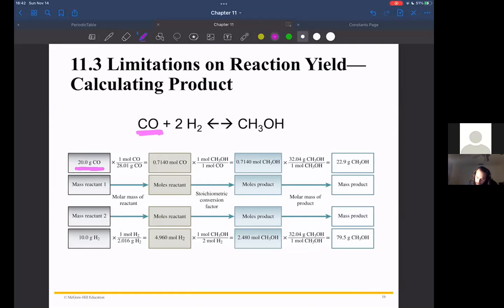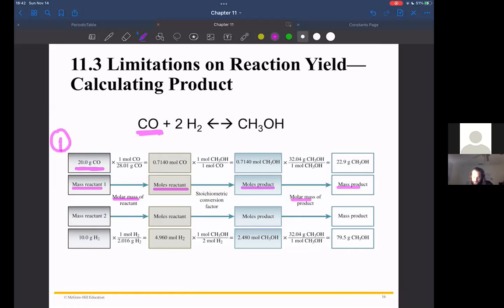And then you'll do exactly what we just did in the last lecture. You'll convert from mass of reactant to moles of reactant using the molar mass. Then you'll jump from moles reactant to moles product using that mole ratio, or again, what the book calls a stoichiometric conversion factor. And then finally, you can get to mass product by using the molar mass of the product, right? So again, going from moles to grams using the molar mass. So you do this one calculation.